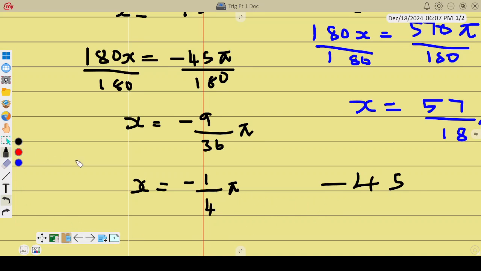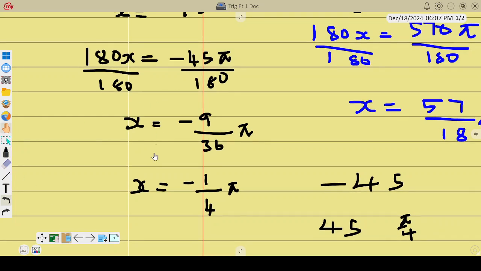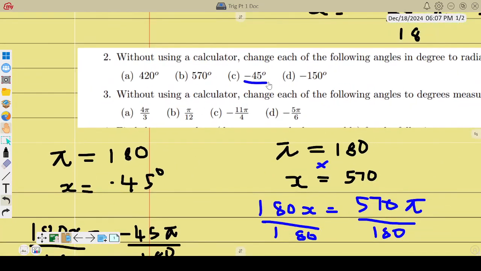Later on we're going to look at those special angles. We'll discuss them, but later on you always know that 45 is pi over 4. If it's 30, it's pi over 6, and all those. So we've done justice to question 2.